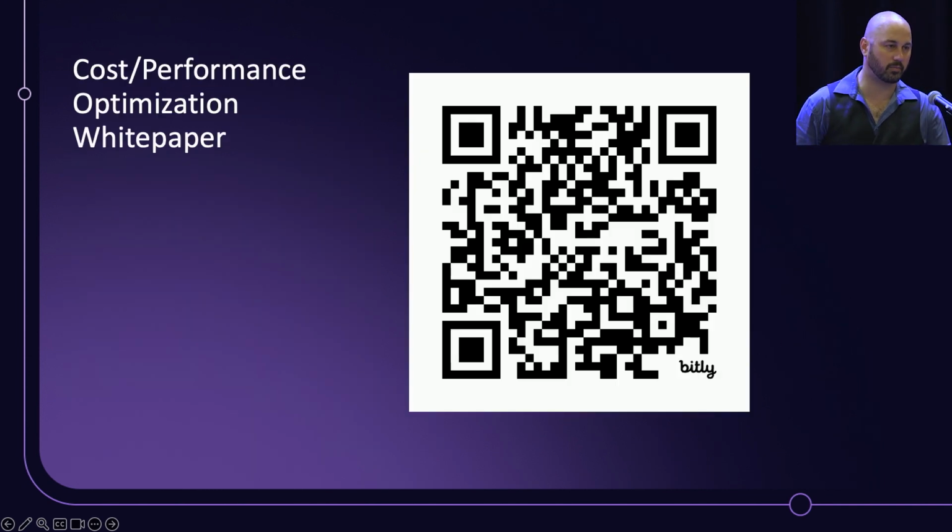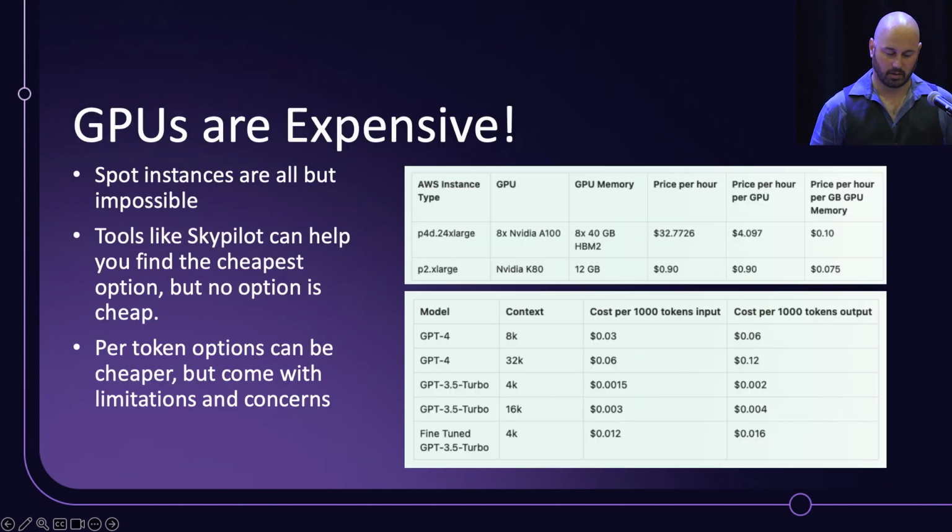So I wrote this white paper. I'll put the QR code up at the end too. This came out in September. Really, I was thinking about the cost and performance optimization of LLM inferencing. And let's dive into the why of this paper and go through this.